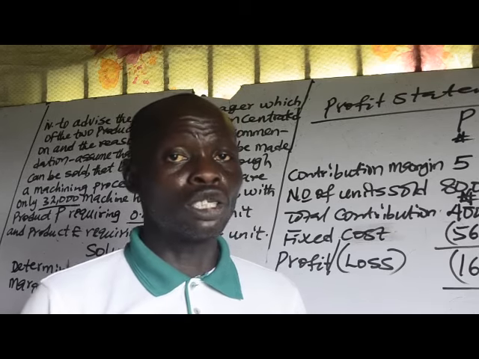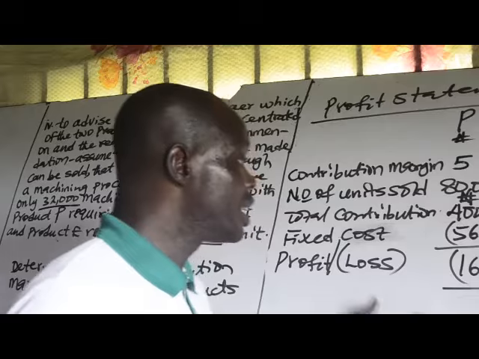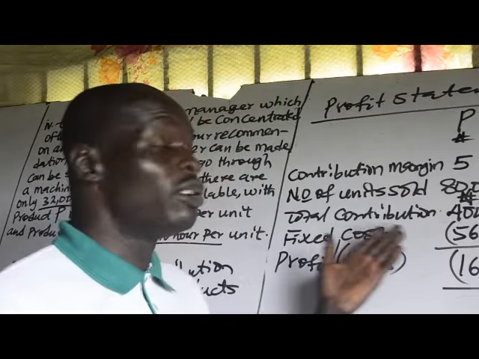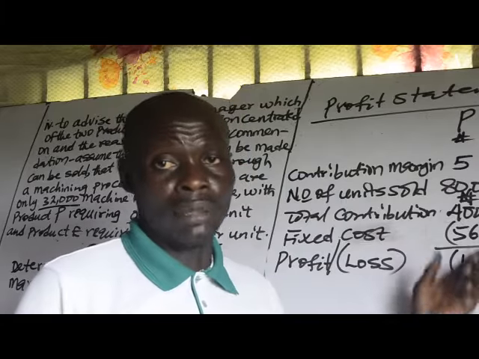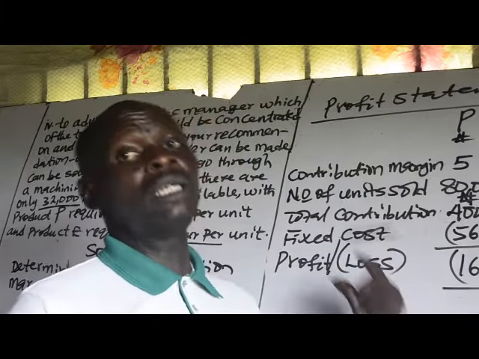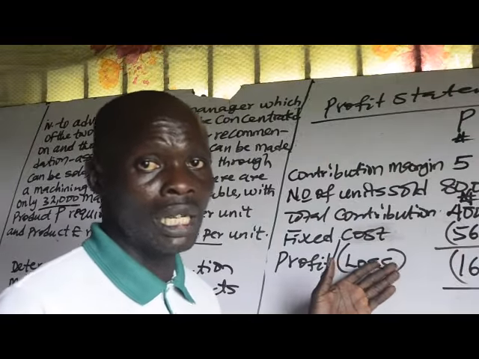This is the end of part 2. In part 3, I will examine the calculation of break-even for a multi-product company where the sales mix, that is the weight, is not given. That will be examined in part 3.